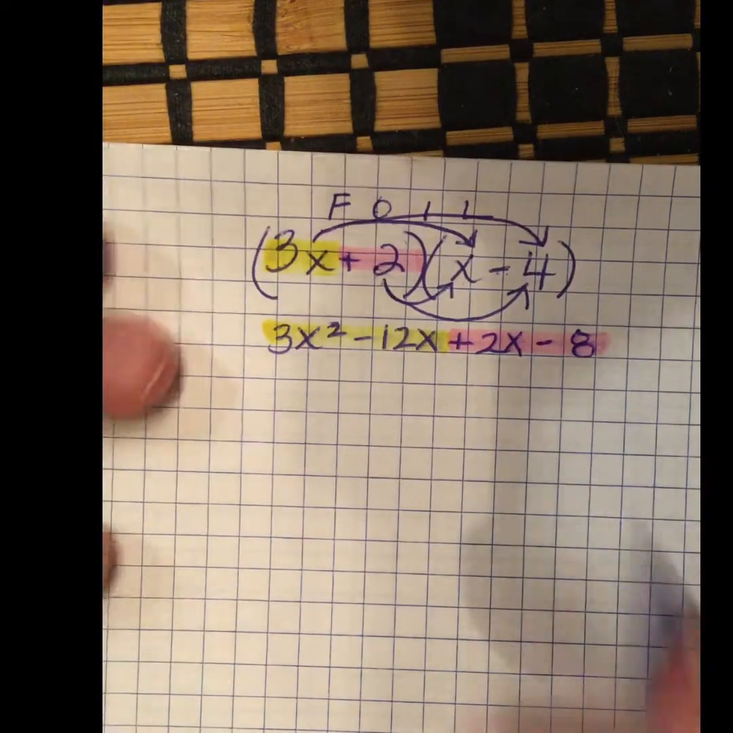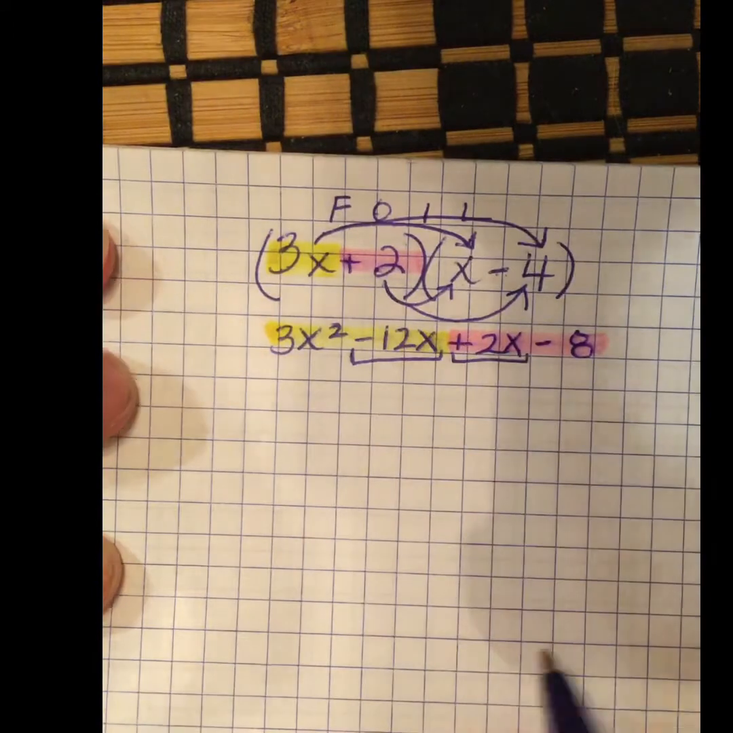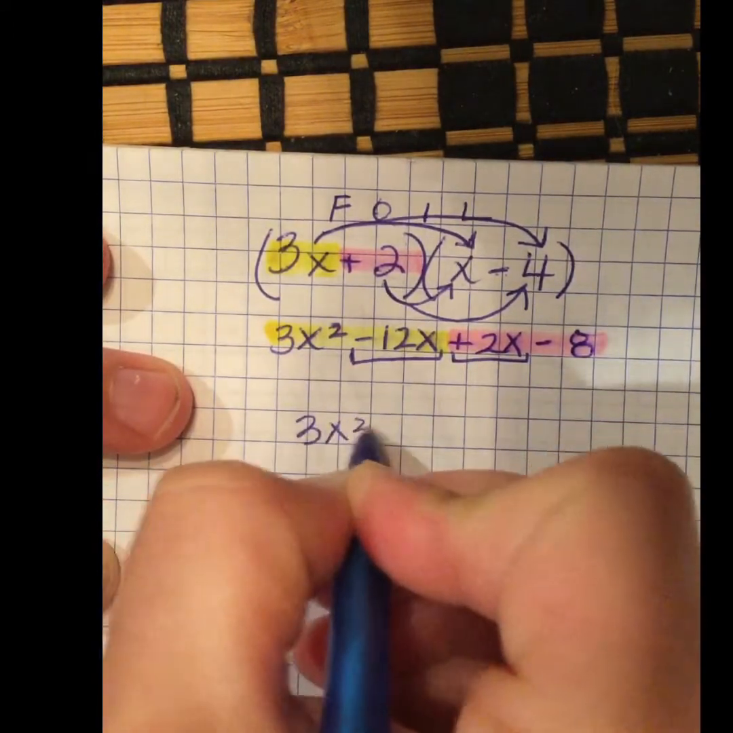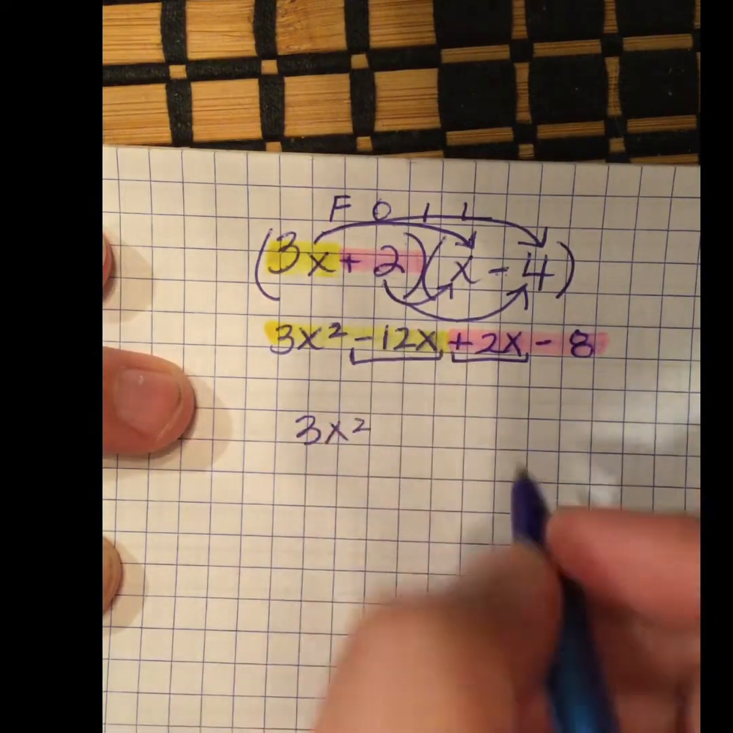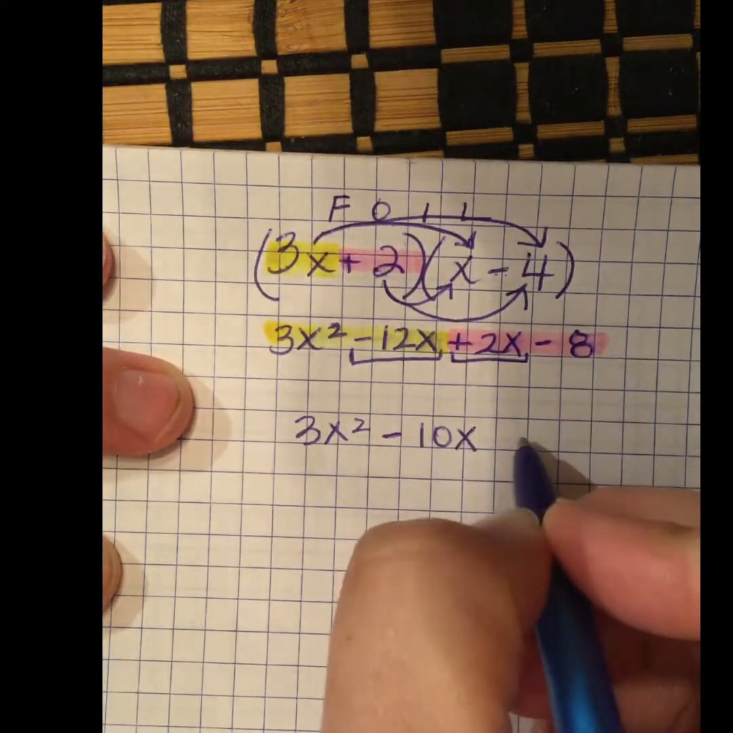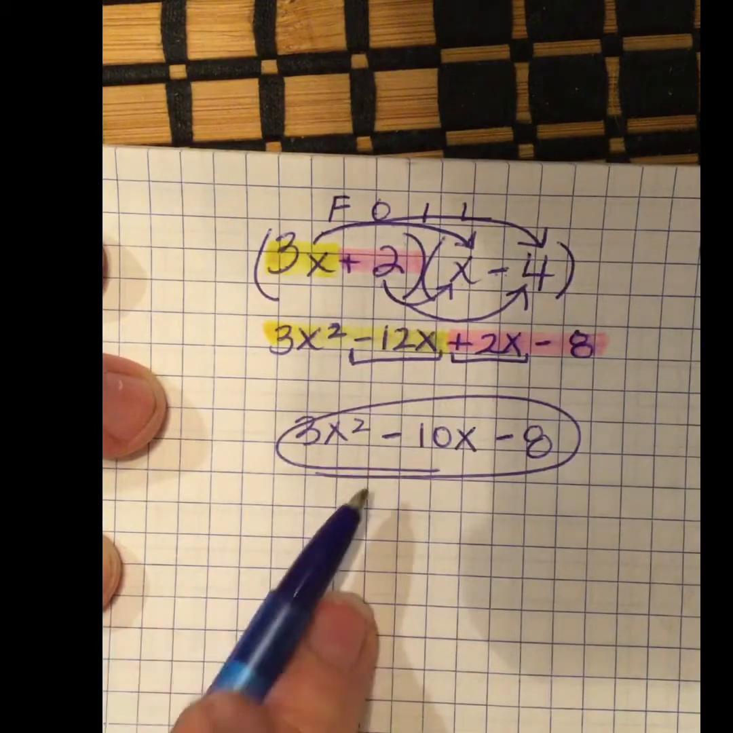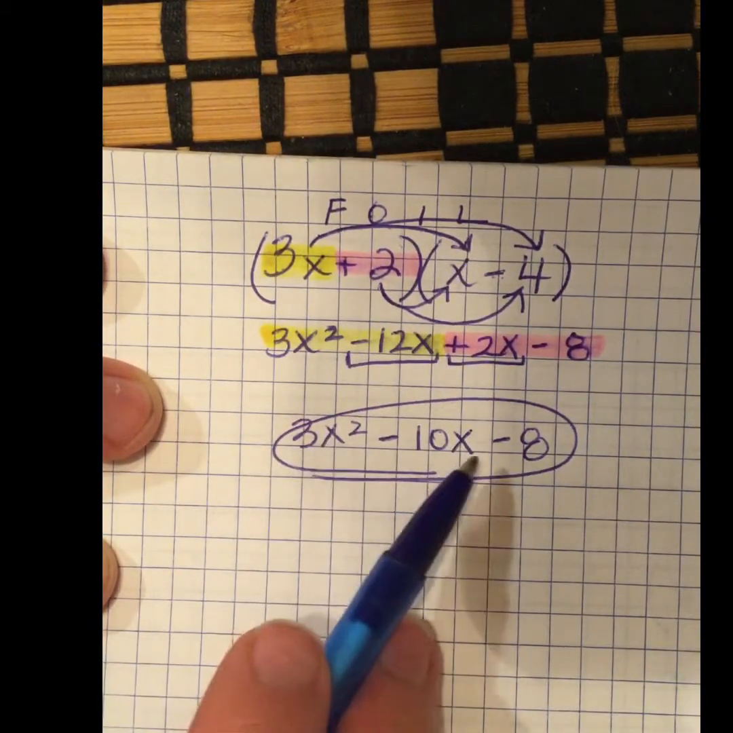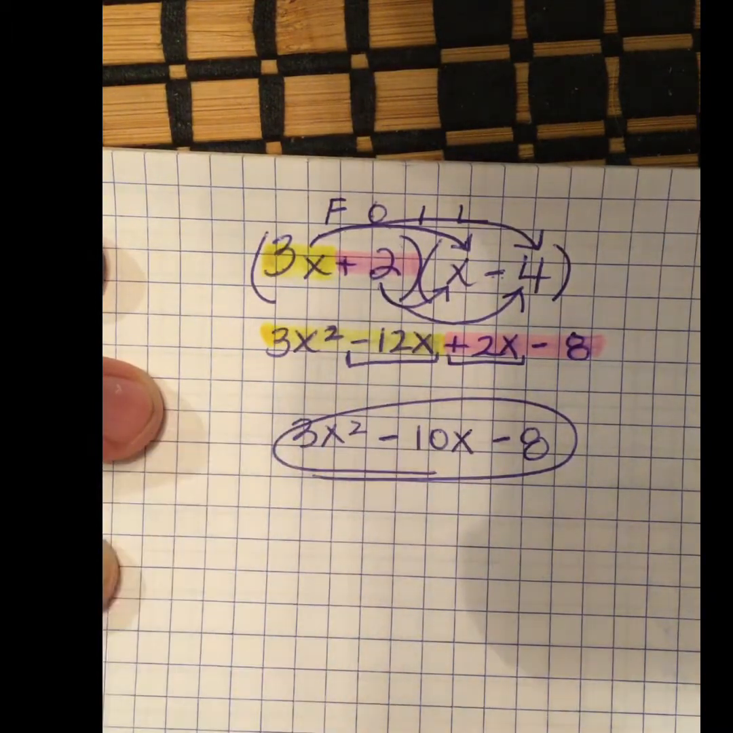But here's the deal. We actually do have some common terms here, so we are not done. What we end up with is actually 3x squared. If you combine these, you would get negative 10x. And then this negative 8. That would be your final answer. So this and this are the same thing. If you plugged in a number, you would get the same answers.